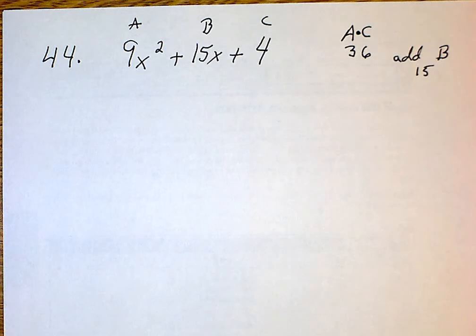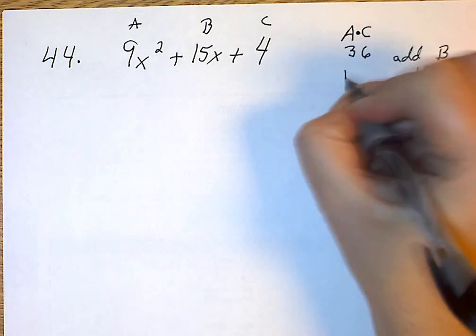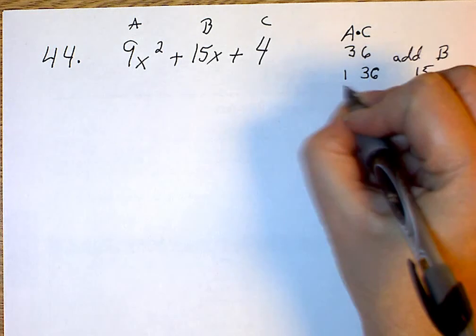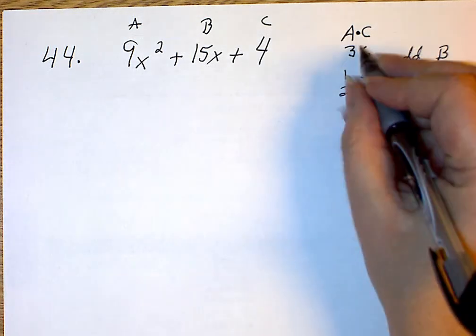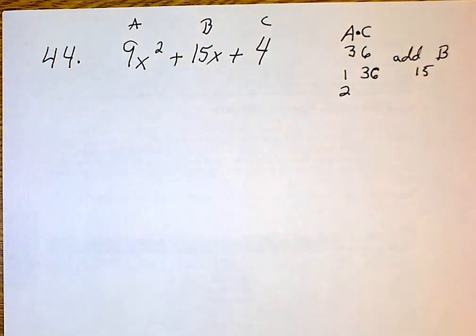And if you don't know, this is what I expect to be seeing on your paper. I expect you to be saying 1 and 36. 2 and what gives me 36? And keep going like that. 3 and what? So that's what I'm expecting to see on your paper.